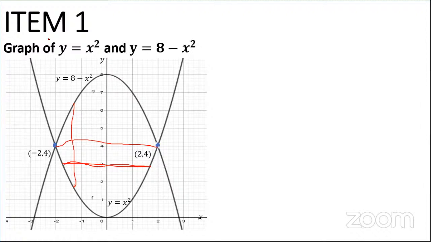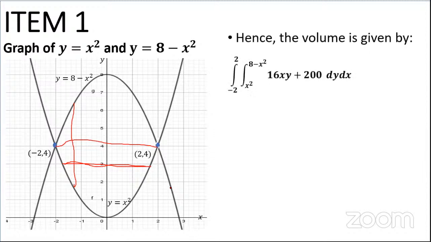Now, for the bounds of the outer integral, we just determine the range of values at which magta-travel itong vertical strip natin. If you move to the left, sagad na tayo at x equal to negative 2. But if you move to the right, we'll end up with x equal to 2. Hence, the bounds for the outer integral will be from negative 2 to 2. So hence, the volume is given by this iterated integral. Pero ang sabi sa atin, we need to find the volume, so we have to evaluate this integral.